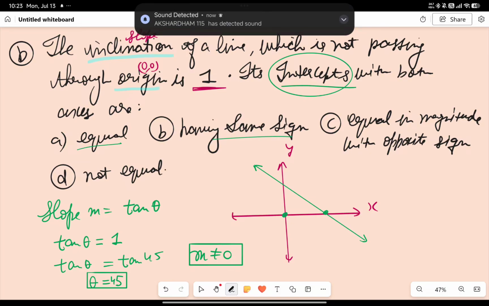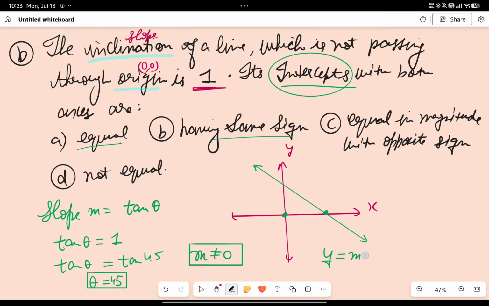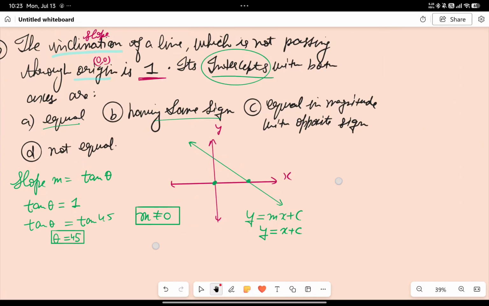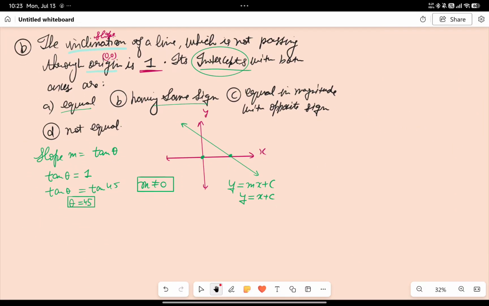A line of slope 1 has... So it means that this line should have the form y is equal to mx plus c. And when you put the value of m as 1, y is equal to x plus c. Now for the line, this is interesting, but you should know the whole theory behind that.